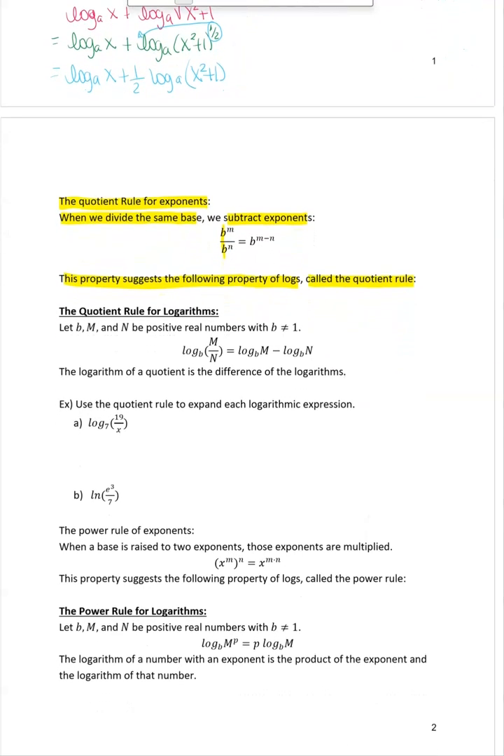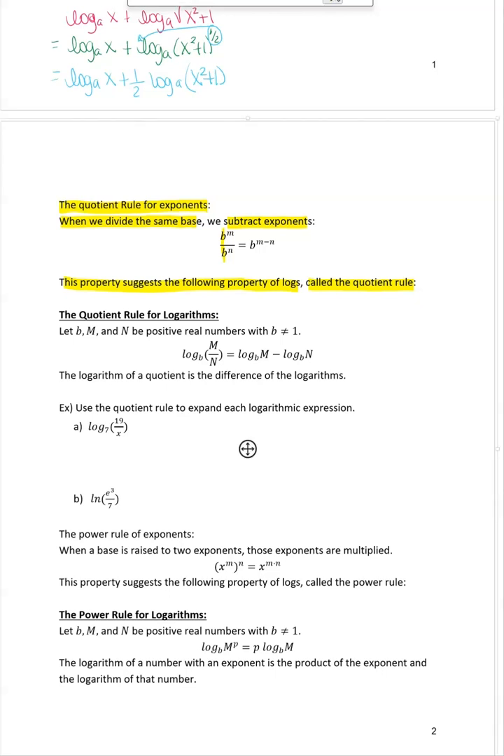The quotient rule for logs has the same rules, right? b, m, and n have to be positive, b cannot be 1. So when this happens, we have log base b of m divided by n, and that's when division goes to subtraction. So we have log base b of m minus log base b of n.